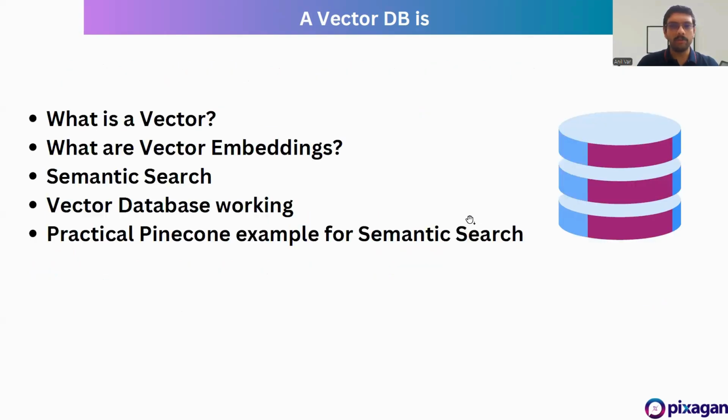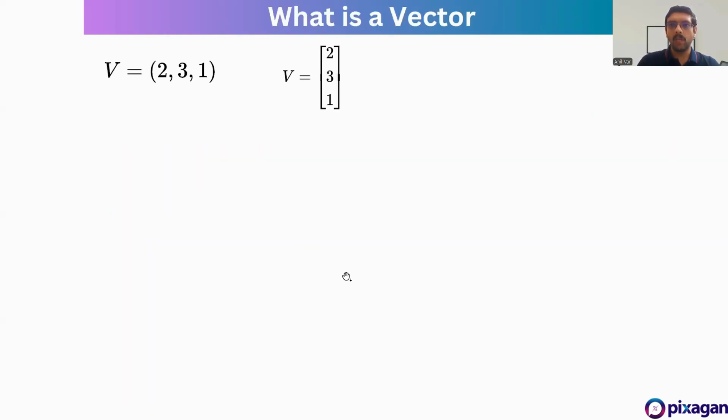So why would we want to do that? Over the next few minutes, we'll explore what a vector is, and what vector embeddings are, another term you've probably heard of. That'll take us naturally to the idea of semantic search. We'll explore how a vector database functions, and then we'll do a practical example in Pinecone. So let's start with the idea of what a vector is.